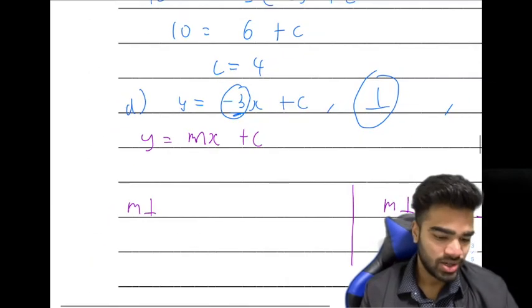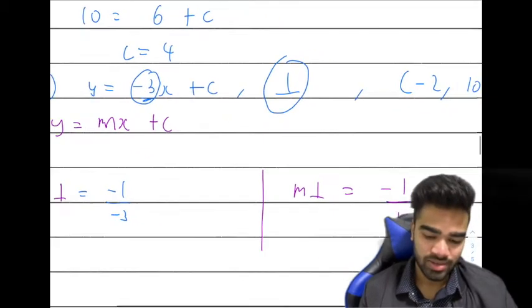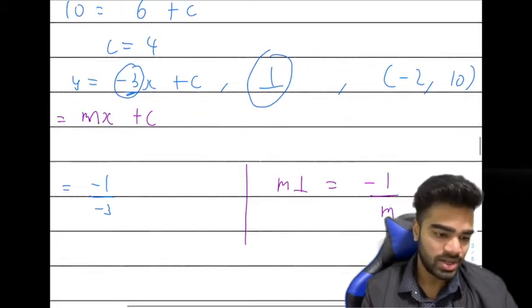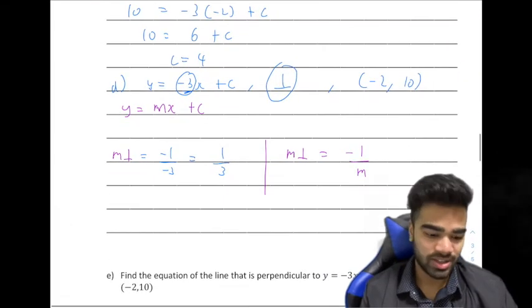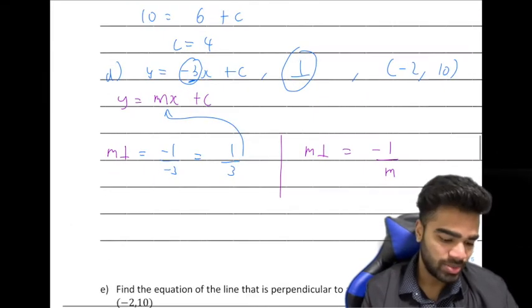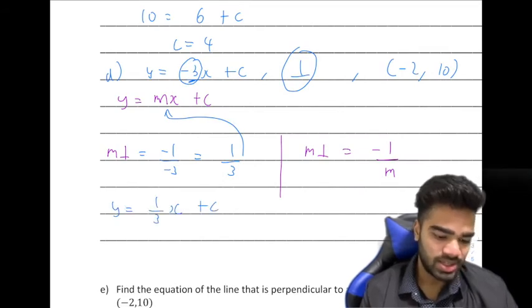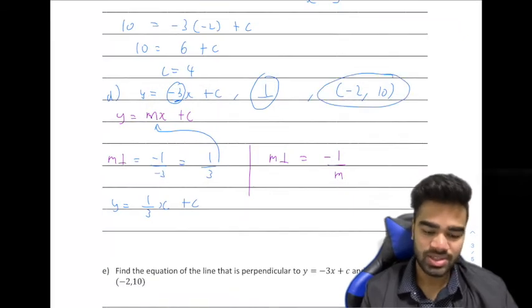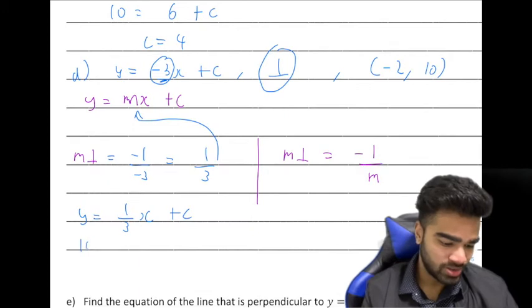So our perpendicular gradient is going to be negative 1 over negative 3, and that pretty much becomes 1 over 3. So our perpendicular gradient is 1 on 3, which we can sub into here. So y is equal to, if I sub m in, 1 over 3x plus c. And then c is really simple, guys. We just need to sub this coordinate in and find the answer. So we sub negative 2 and 10 in because it goes through that coordinate.